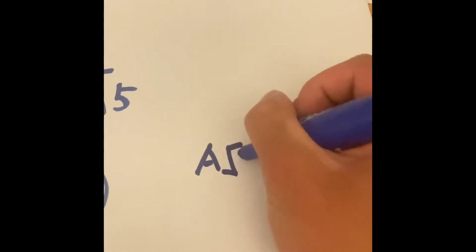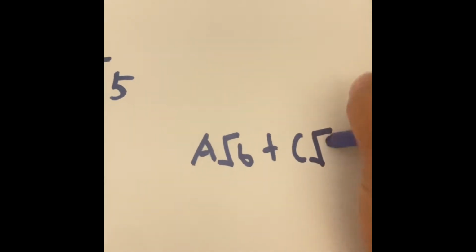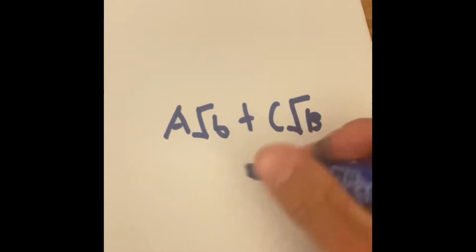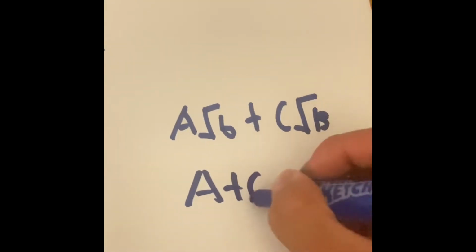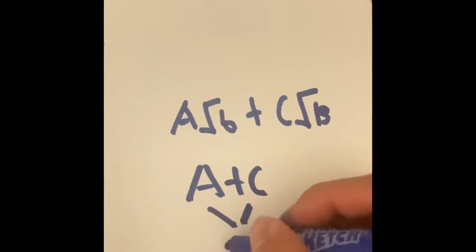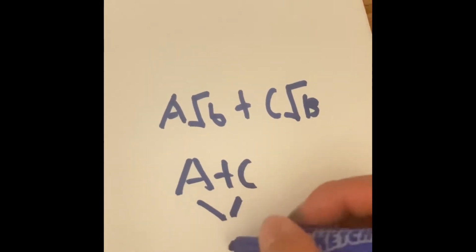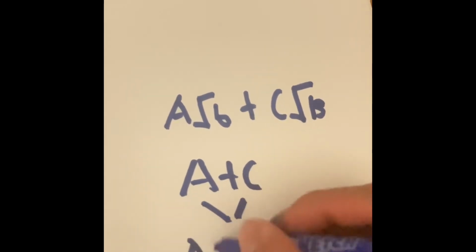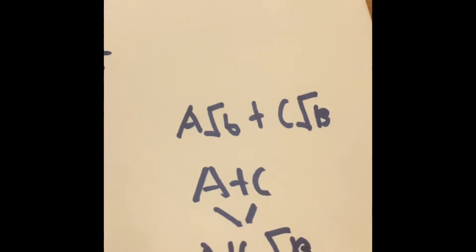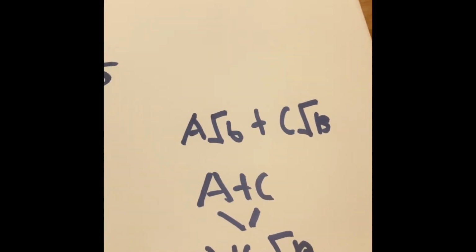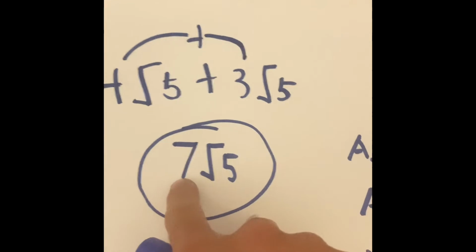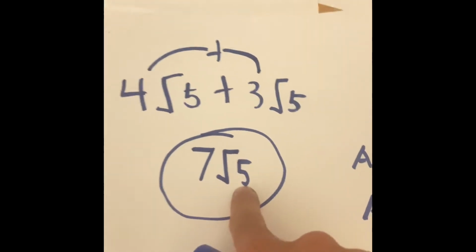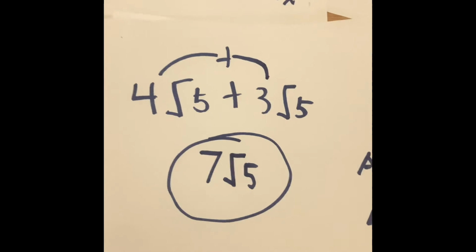If you have a square root of b plus c square root of b, that is the same thing as saying a plus c, and you're going to get the sum of a and c together times the square root of b. So a plus c, square root of b, is going to be your formula. But in this case scenario, it's 7 times the square root of 5. Let's look at another example.